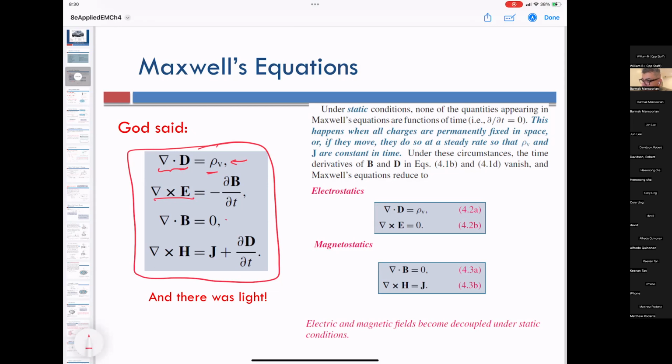And then the divergence of the magnetic field is always zero, guaranteed to be zero. And the curl of the magnetic field, this is the magnetic flux density, is the current density plus the change with respect to the electric flux density with respect to time.